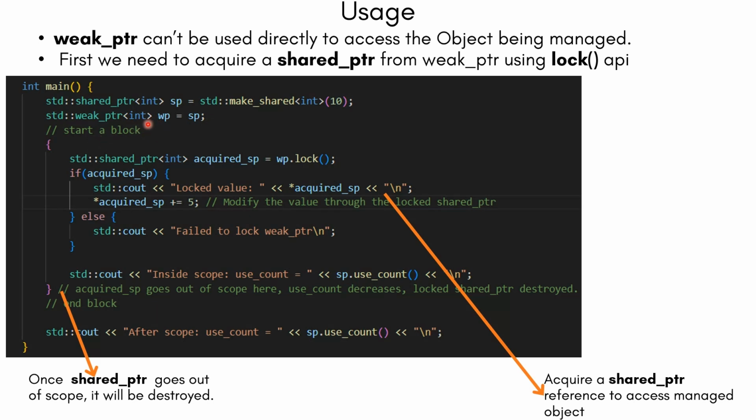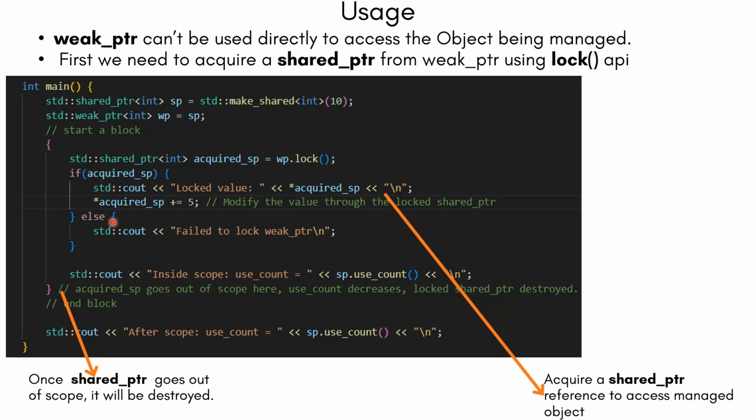But the problem is I cannot use this directly. If you want to access this integer managed by the shared pointer, you have to acquire the shared pointer from the weak pointer using this lock API. You will get a new shared pointer, but once it comes, you have to check whether it is null or not, because there may be a chance that the object being managed is already deleted. In that case, you don't get a shared pointer object; instead you will get a null pointer. So you have to check. If you access it directly, it will lead to a crash. Once you have acquired it, you can access it.